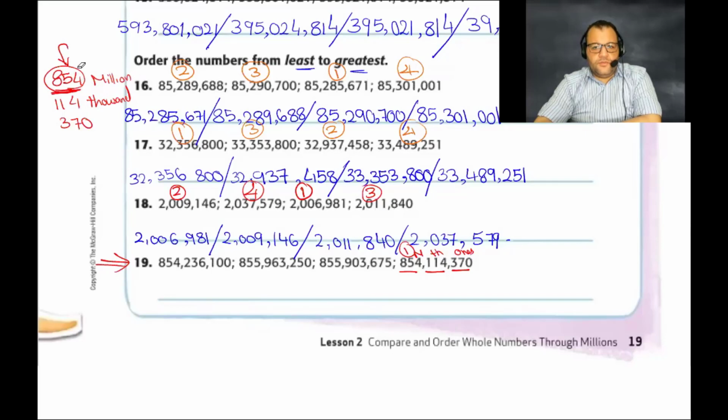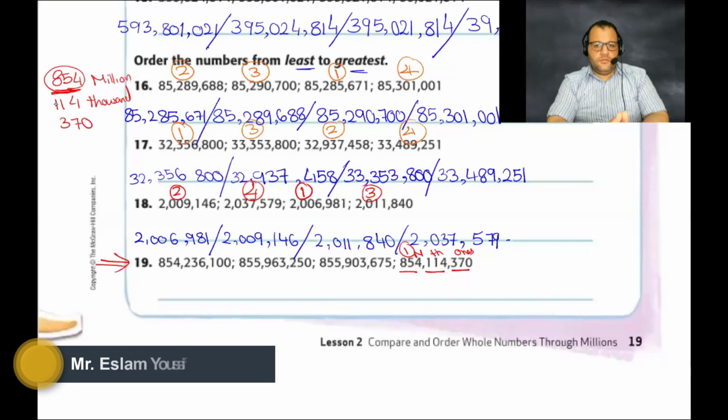8, 5, and 4. Yes, read this number. How can you read 8, 5, and 4? How can we read it? To say it with 100. How can we read 8, 5? 800 what? 845. That's not 45.